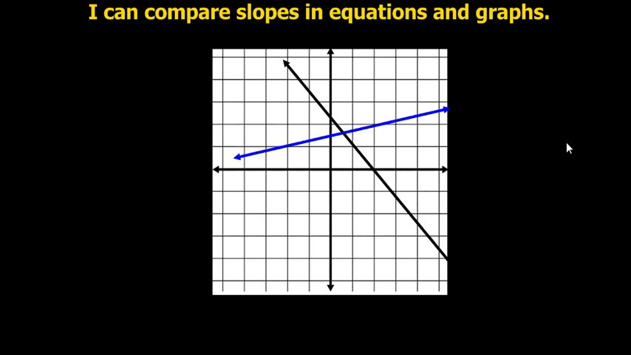Let's just talk about what we see on this graph. I see a blue line, and it has a positive slope. It's going up from left to right. And I have a black line, and it has a negative slope. It's going down from left to right.